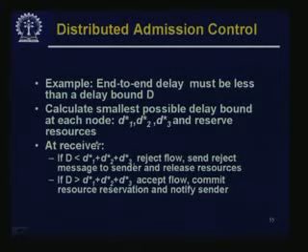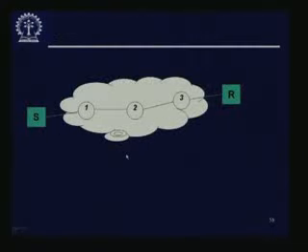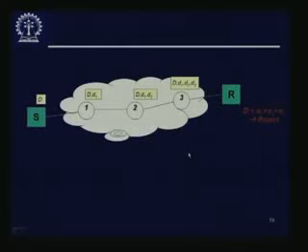An example is that the end to end delay must be less than a delay bound D. So, calculate D1, D2 etc. The capital D is specified by the source, and as some reservation signal travels, it calculates the delays D1, D2, D3 etc. If D is less than D1 plus D2 plus D3, then you reject it because you are unable to handle it. If it is greater, then you accept it.